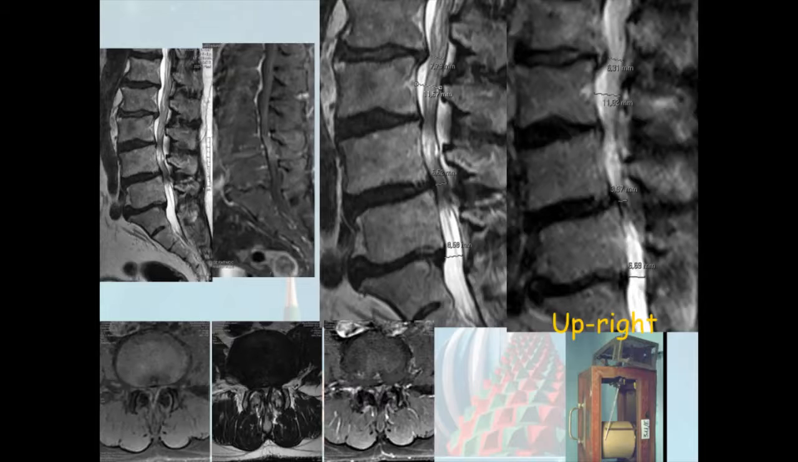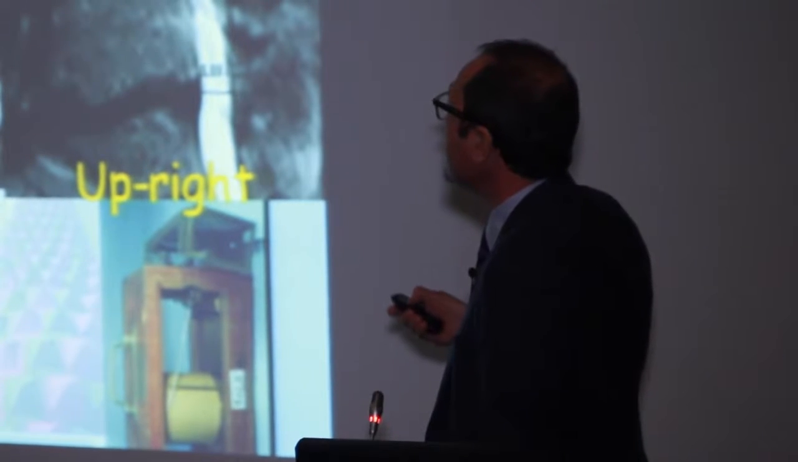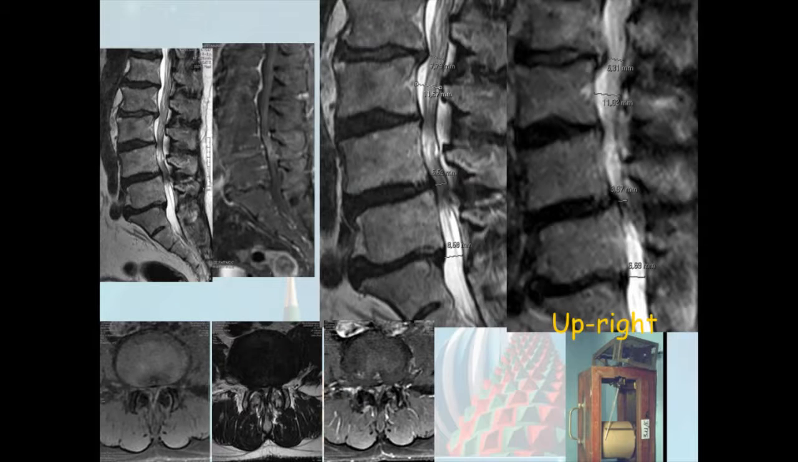Let me remind you that the normal dimension of the lumbar canal is around 12 to 14 millimeters. So we are here in a condition of severe stenosis that worsens when we put the patient in upright position.